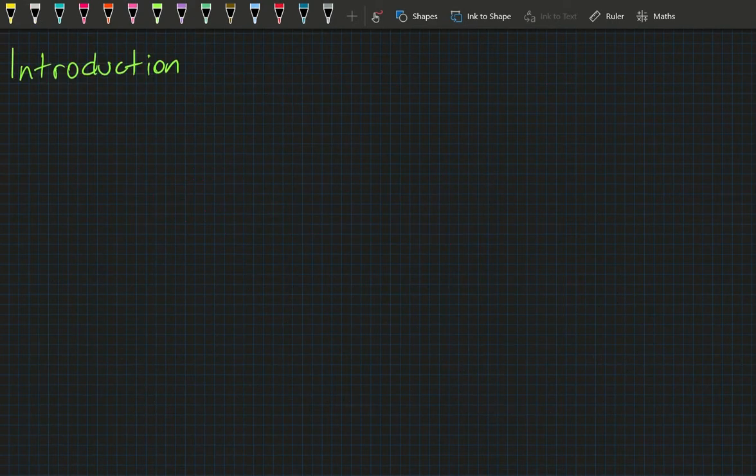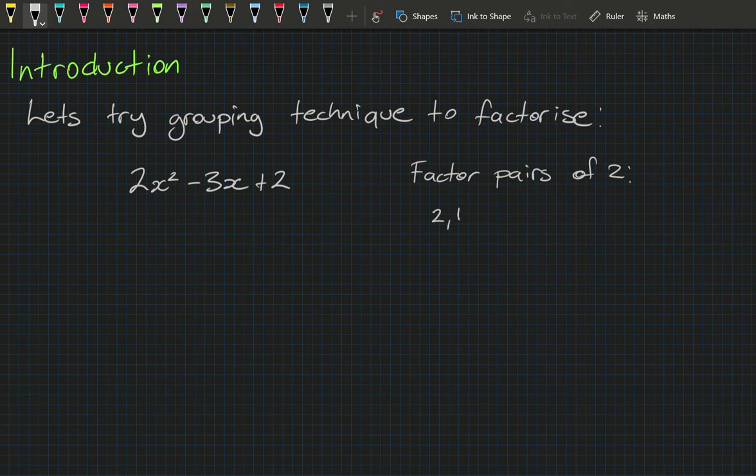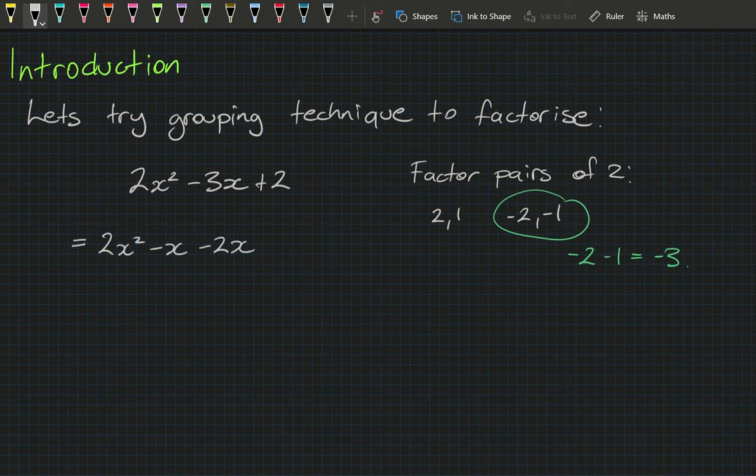Okay, let's start this lesson by trying to use a grouping technique to factorise the quadratic 2x squared minus 3x plus 2. So first we need to find the factor pairs of 2, which are 2 and 1 and minus 2 and minus 1, that add up to minus 3. And minus 2 minus 1 is equal to minus 3. So we can rewrite that as 2x squared minus x minus 2x plus 2, where we've replaced minus 3x with minus x and minus 2x.